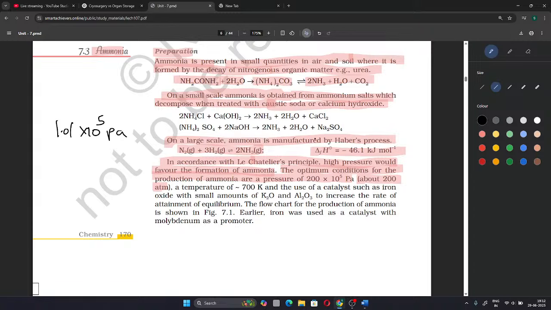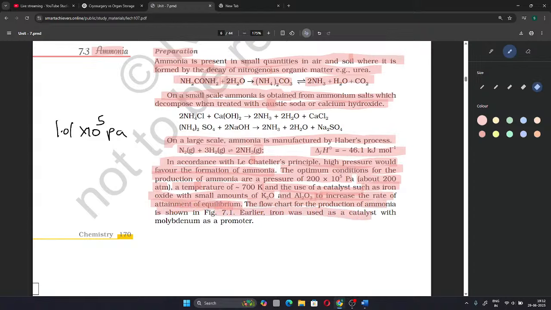It is converted into 200 atmosphere. It is actually a bit more than 200 atmosphere. A temperature of 700 Kelvin, which is 773 Kelvin exactly, and the use of a catalyst such as iron oxide with small amounts of K2O potassium oxide and aluminium oxide to increase the rate of attainment of equilibrium. The flow chart for the production of ammonia is shown in fig 7.1.